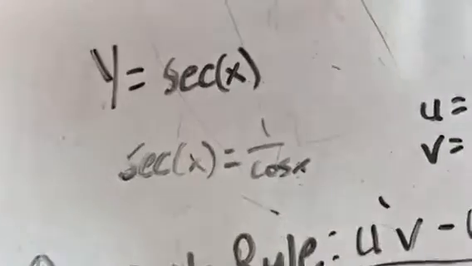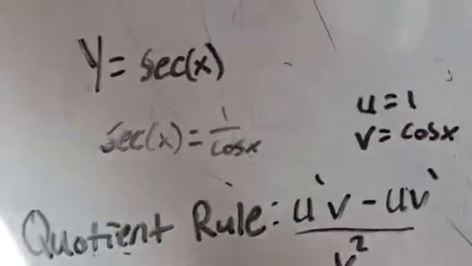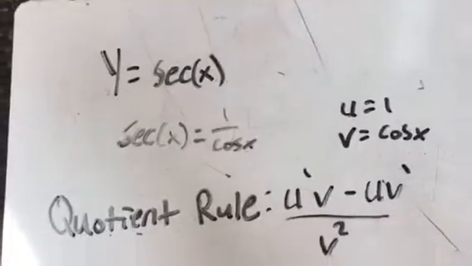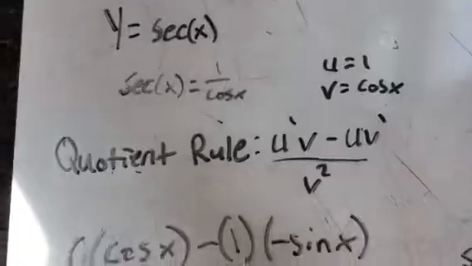Alright, we're finding the second derivative of secant x. So we start with y equals secant x, and we define it by 1 over cosine x. And first we have to find the first derivative of secant x. So we're going to use the quotient rule here, which is shown.